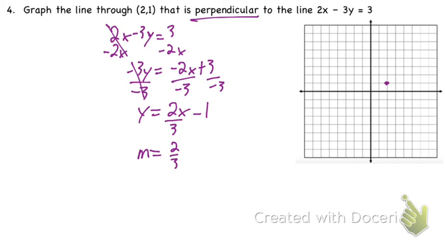So now we need our perpendicular slope. So our perpendicular slope is going to be negative 3 over 2. We make it the opposite sign. A positive becomes negative, and we reciprocate it. 3 over 2 from 2 over 3.